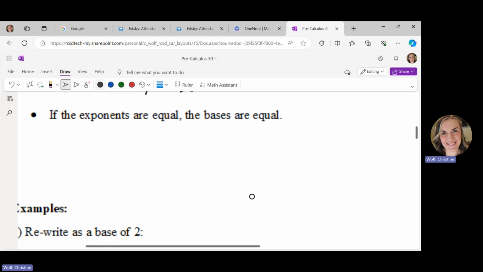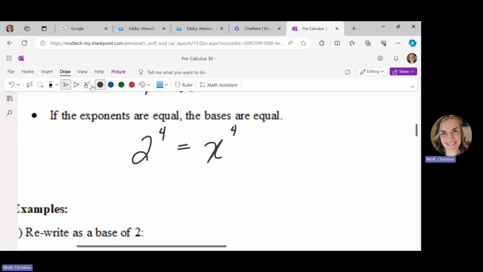So say, for example, you have 2 to the power of 4 again. But in the second one, it was your base that was unknown. Again, if the exponents are equal, and I want these two sides to be equal to each other, you can just ignore the exponents and assume that 2 is equal to x. They go hand in hand, those two laws.